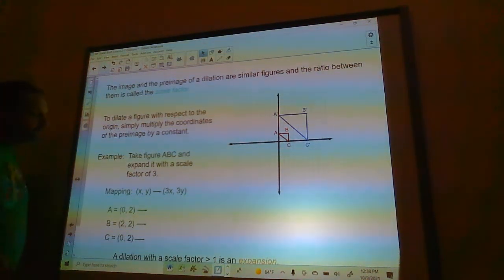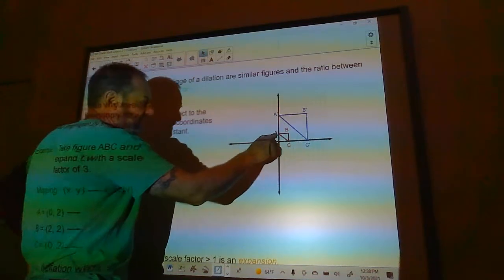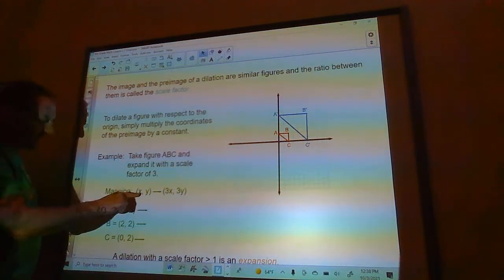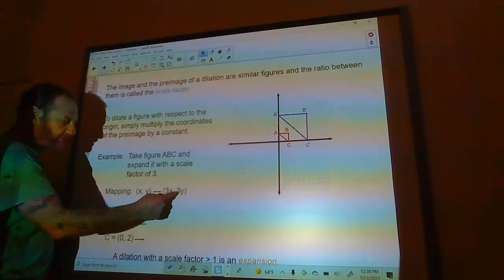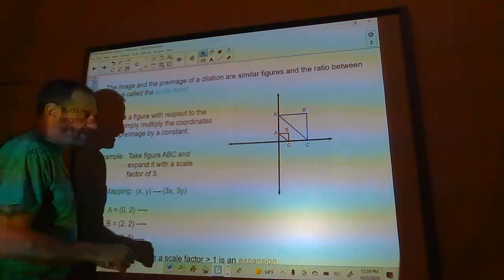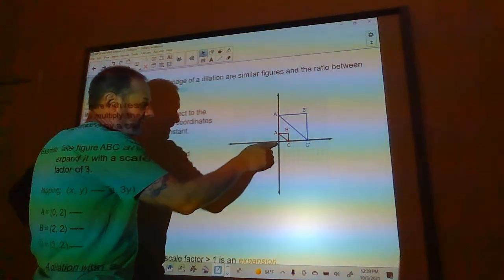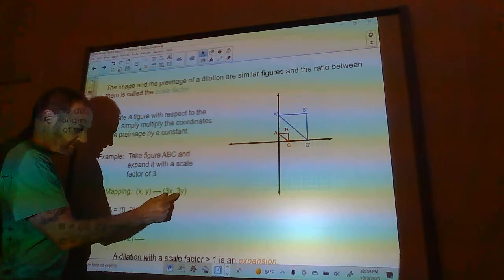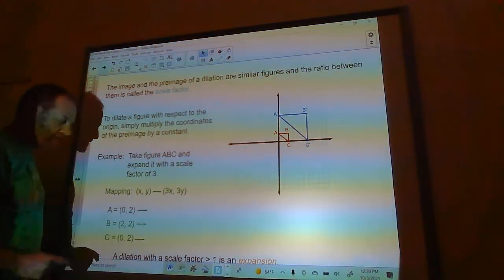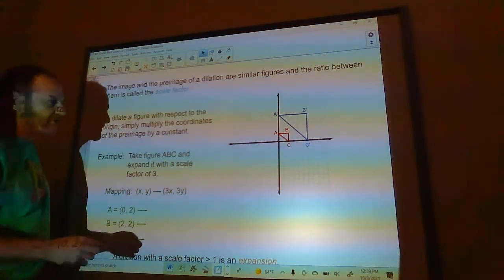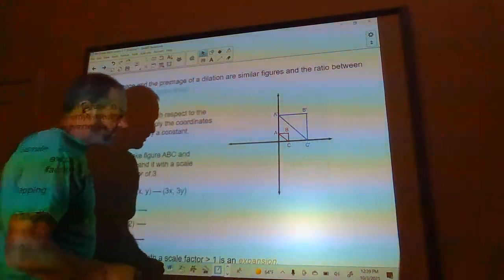So for example, if we take triangle ABC, that's this little red one right here, and we're going to expand it with a scale factor of 3. So we're going to take x, y and we're going to change it to 3x, 3y. Now if I do that, that's going to give me a size change or a dilation with a scale factor of whatever this number is right here. These should be the same for both the x and the y coordinate. Okay, and the center of the dilation is going to be the origin.